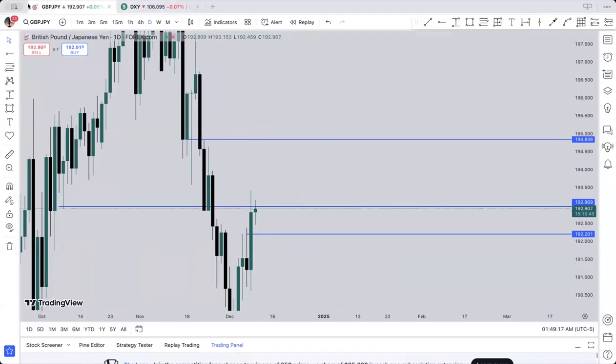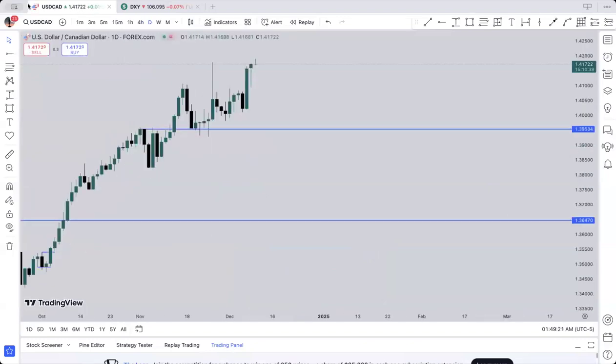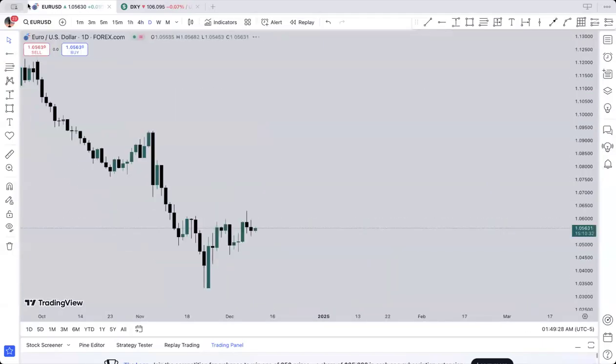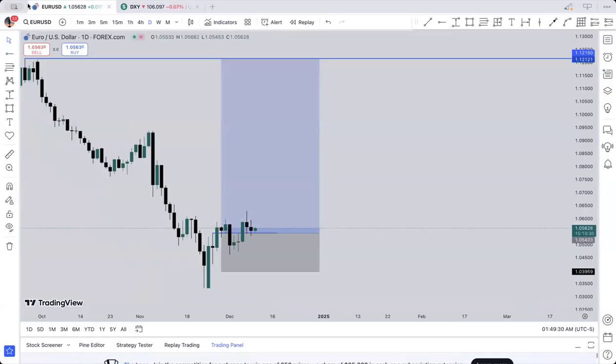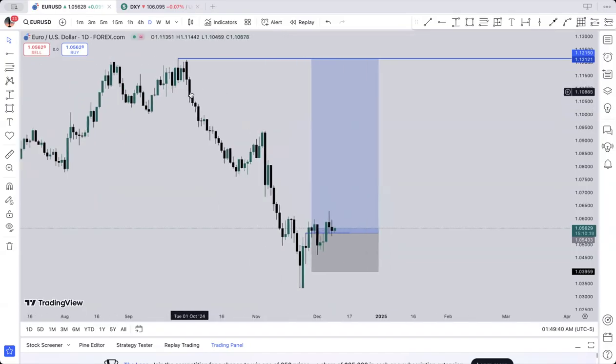Let's go to, actually, I've added a lot of instruments. USD CAD, I'm not interested in this one really. It's not showing me anything. Basically, I'm looking for a swing long on the dollar and EUR/USD. We can see from here to that high.